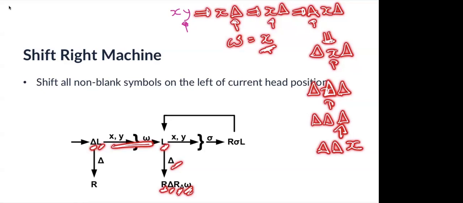So we have shift this to this. Whatever non-blank symbol we have on the left, we shift it one position to the right. Okay, that's how you do the blocks.